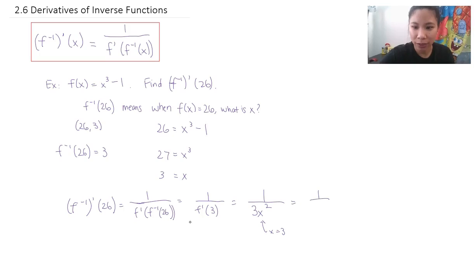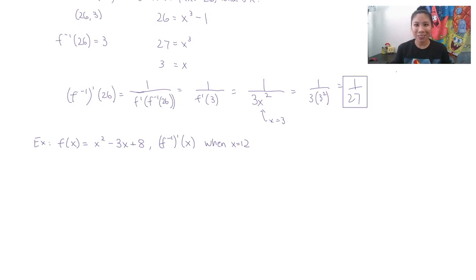So this will give me 1 over 3 times 3 squared, which is 1 over 27. So the derivative of the inverse when x equals 26 is 1 over 27. All right, let's do another example together.